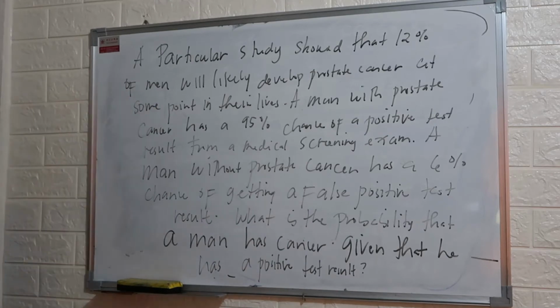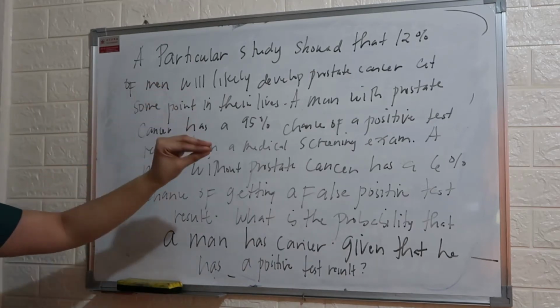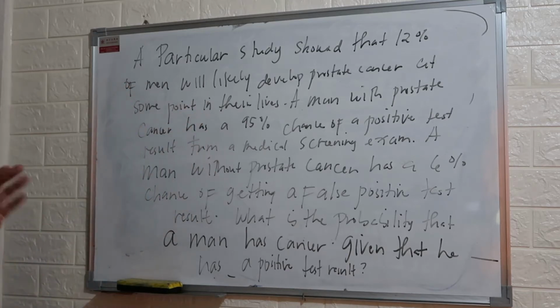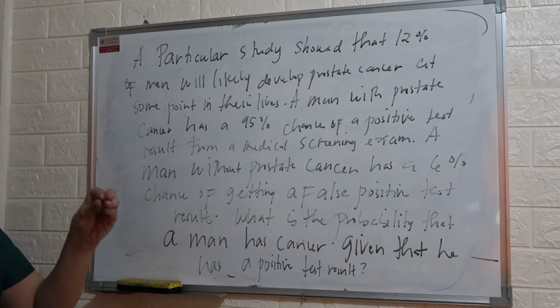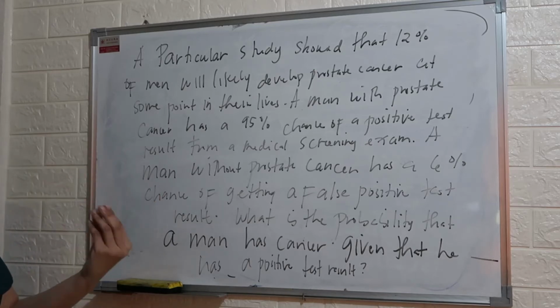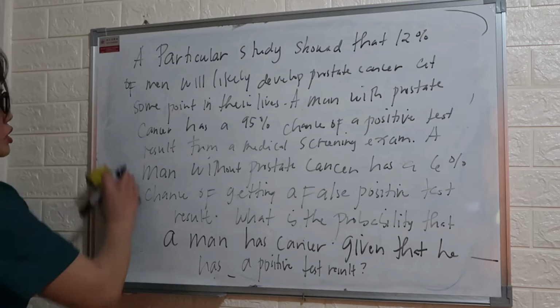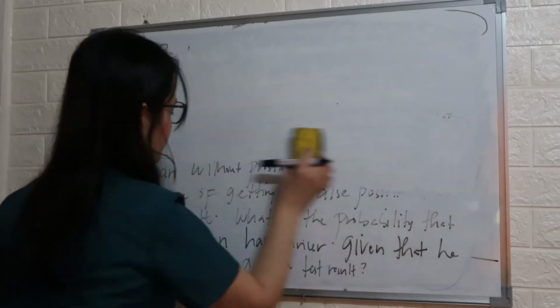A particular study showed that 12% of men will likely develop prostate cancer at some point in their lives. A man with prostate cancer has a 95% chance of a positive test result from a medical screening exam. A man without prostate cancer has a 6% chance of getting a false positive test result. What is the probability that a man has cancer given that he has a positive test result? So how do we answer this one?